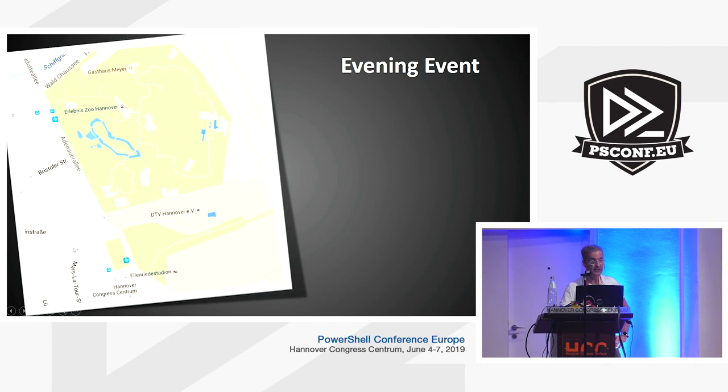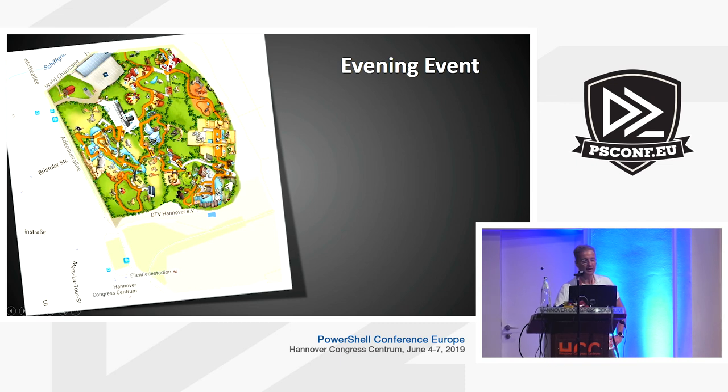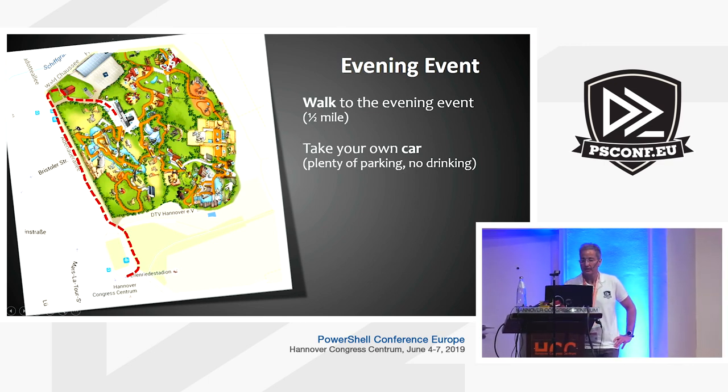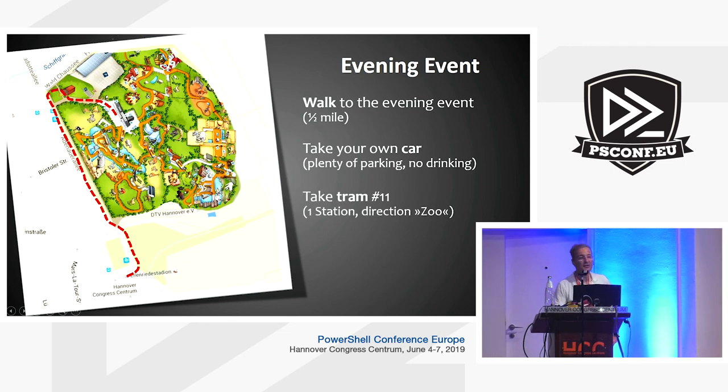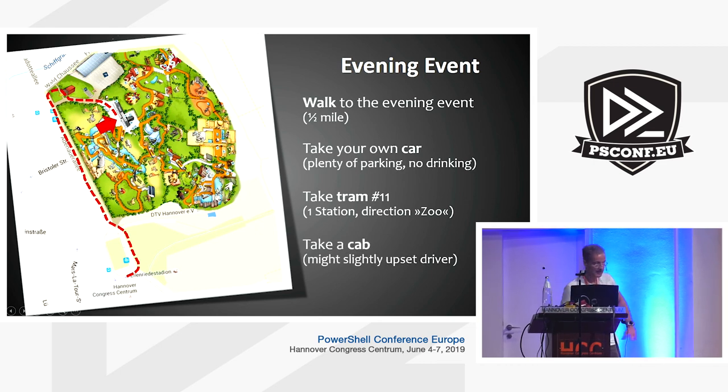So this is the evening event tonight. We are here. We are going this way, down this road, to the main entrance. If you want to go there, you can either walk. It's half a mile. You can take your own car, but then you have to leave it there because we have lots of drinking tonight. You can take the tram if you want to. It's exactly one station. Or you can take a cab. I would not recommend that.